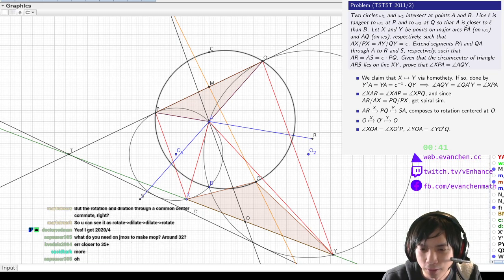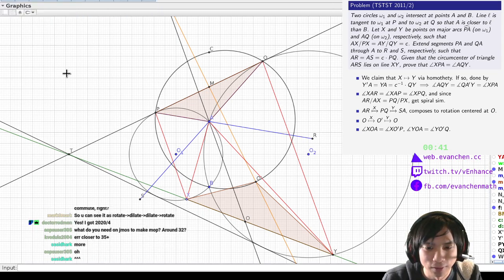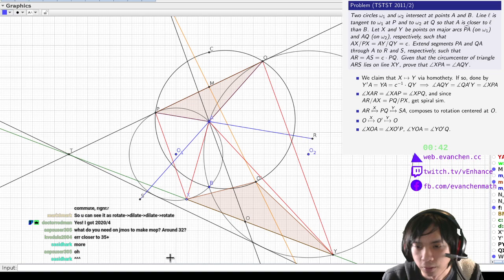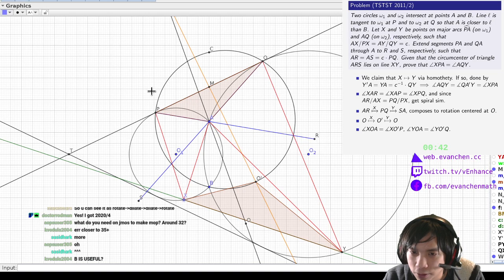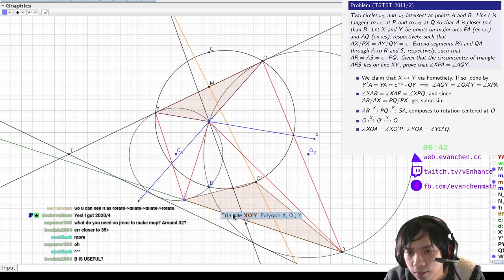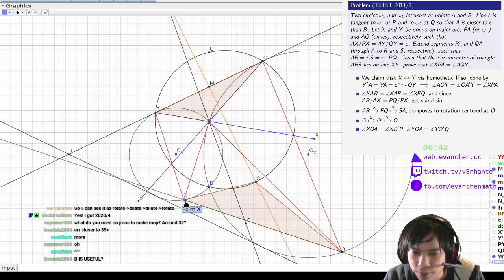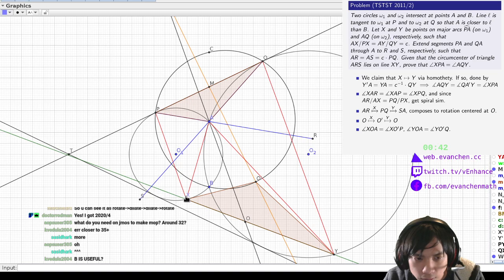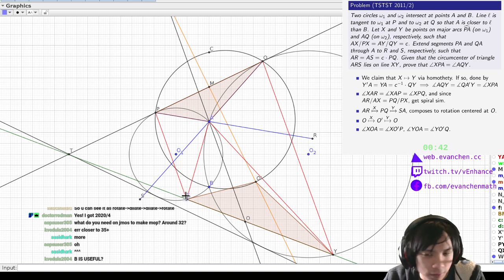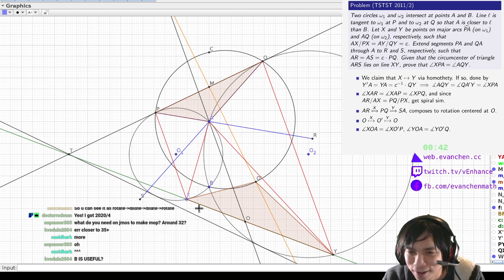Wait, does that pass through B? That's really convenient if that's true. I don't know if that's relevant. Huh, okay, I learned something new today. Yeah, so O prime is the point such that, on that circle where I did that reflection. I don't know, something happened. Whatever. B is useful? I don't think it's useful. It just happened to show up when I drew it.